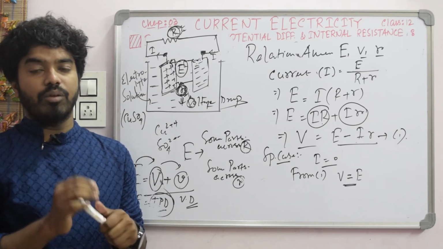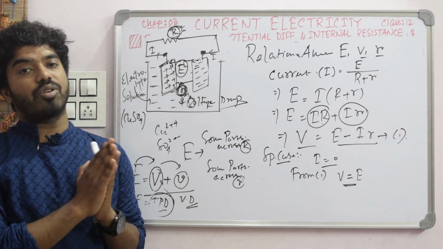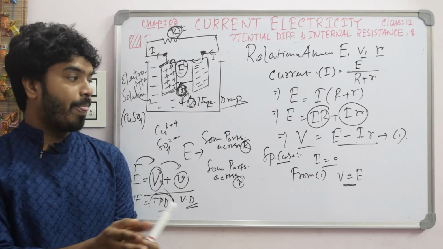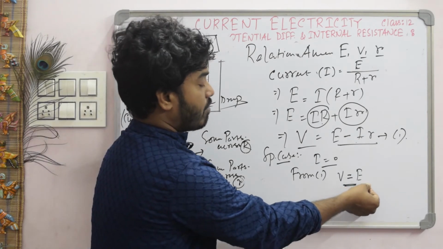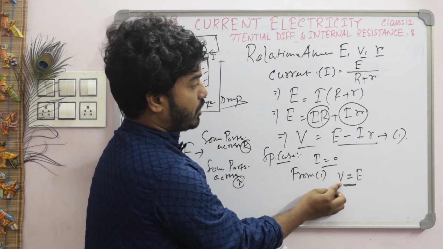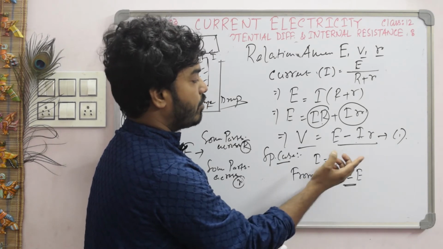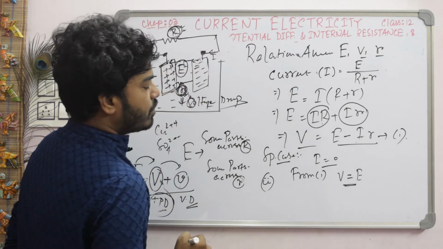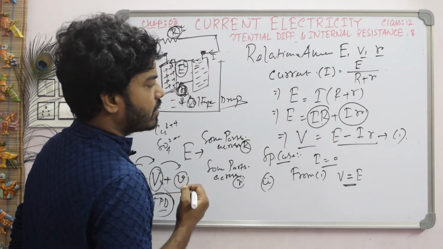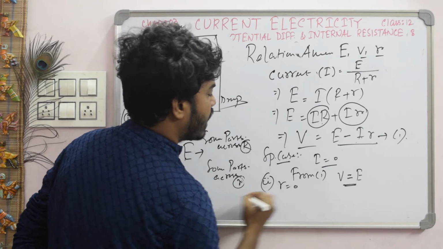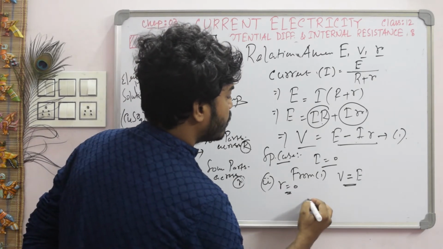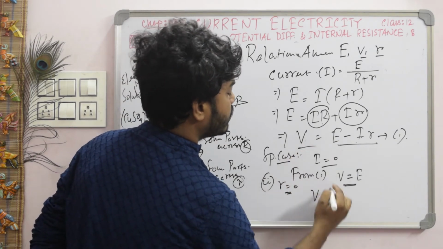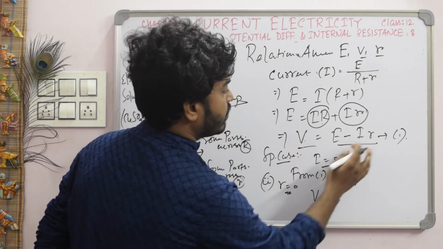When there is no current drawn from the circuit, when there is no current in an electric circuit, the EMF, electromotive force, must be equal to the terminal potential difference. Okay. Now you consider another case. Suppose there is no internal resistance. There is no internal resistance, R is equal to 0. So when there is no internal resistance, in that condition you also say V is equal to E, because R is 0.